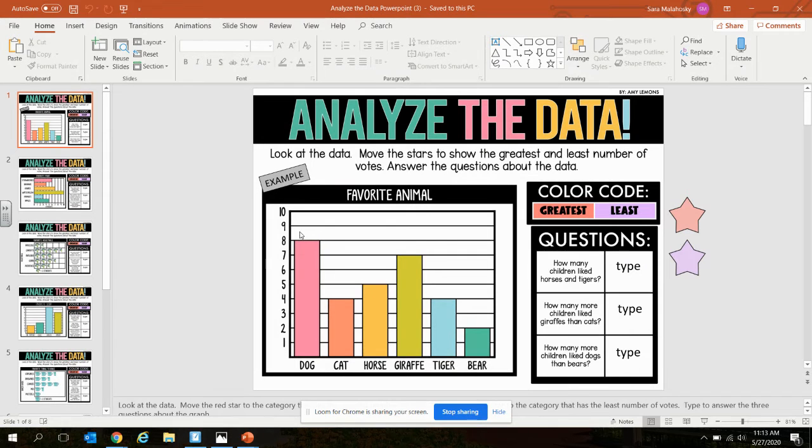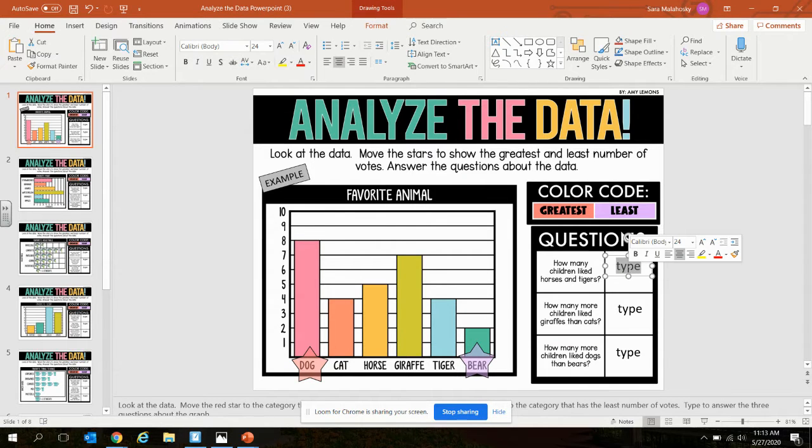The highest bar is the dog. So that is the greatest. The smallest bar is the bear, so that is the least. Now we're going to answer our questions. How many children liked horses and tigers? So we look at horses. Horses had 5 votes, and tigers had 4 votes. So we are just adding 5 plus 4 equals 9.